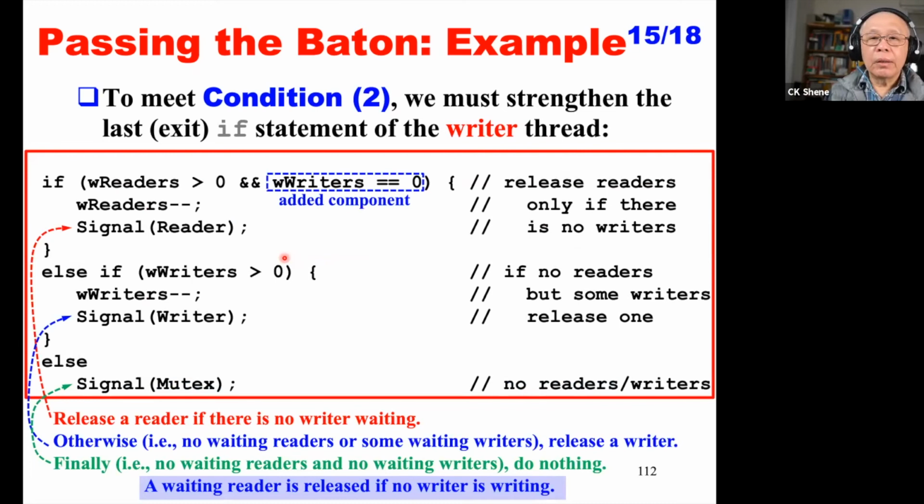Now let's take a look at the second one. The second condition requires modifying the exit section. That is, to modify the if statement of the writer thread.